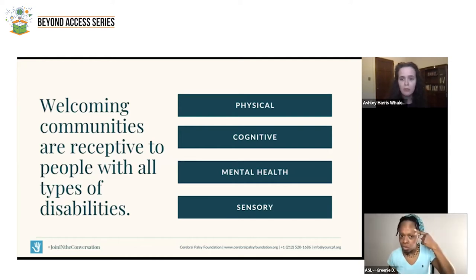And welcoming communities also support and are receptive to people with all kinds of disabilities. This is certainly not an exhaustive list, but physical, cognitive, mental health, and sensory disabilities are all very common types. And there can also be overlaps within these types, within even a single individual.